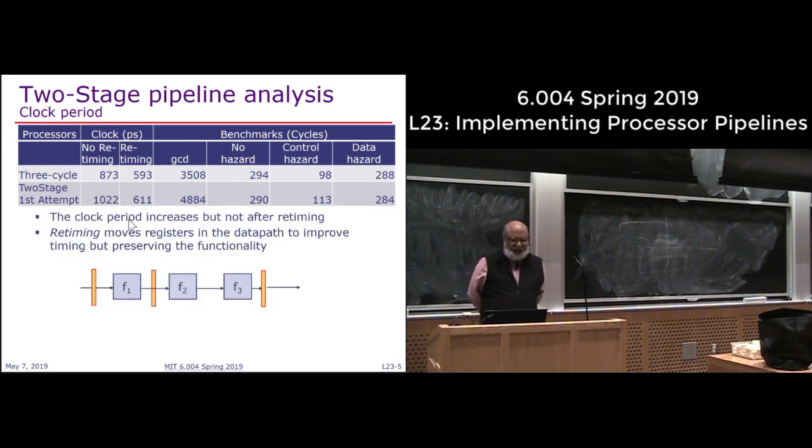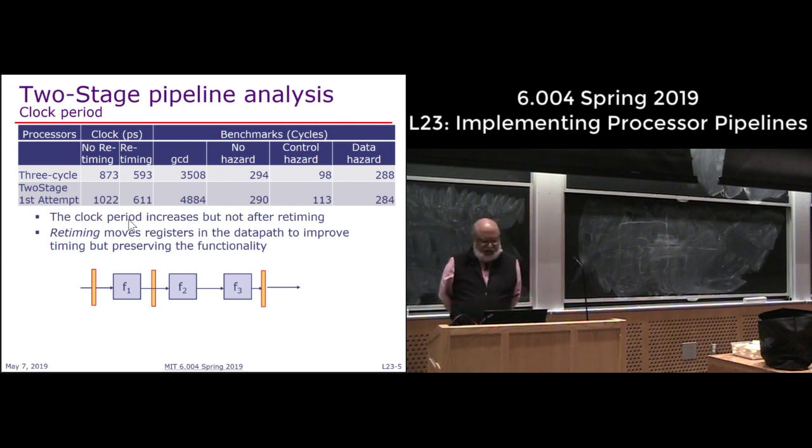Okay, so clock period. If you ignore the first column, no retiming, and only look at the retiming column, then you discover that there is no significant difference in clock period. So that's good news, actually. We expect no change in clock timing here. Now I have to tell you what retiming is. This is something that compiler tools do automatically at the back end.